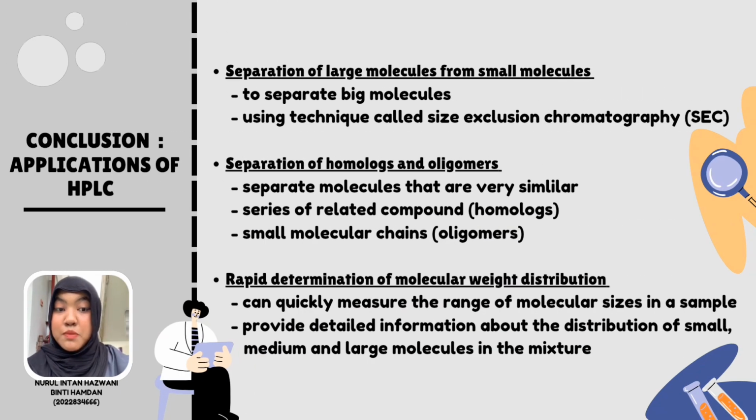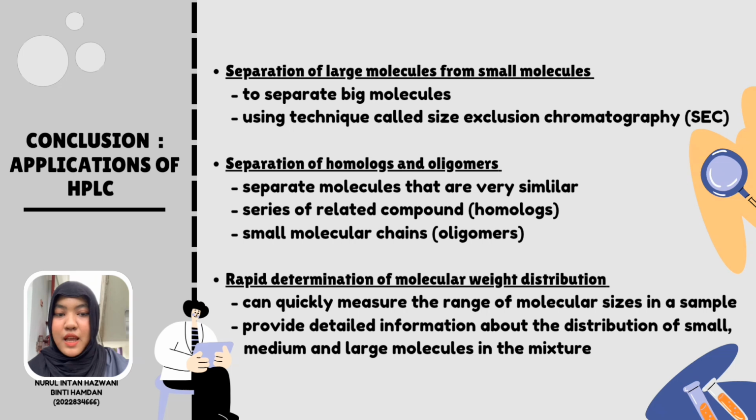Take a look at 3 important applications of HPLC and how it works for each. So first one, separation of large molecules from small molecules. HPLC is widely used to separate big molecules like protein or polysaccharide from smaller ones such as sugar or amino acid. This is done using a technique called size exclusion chromatography (SEC).